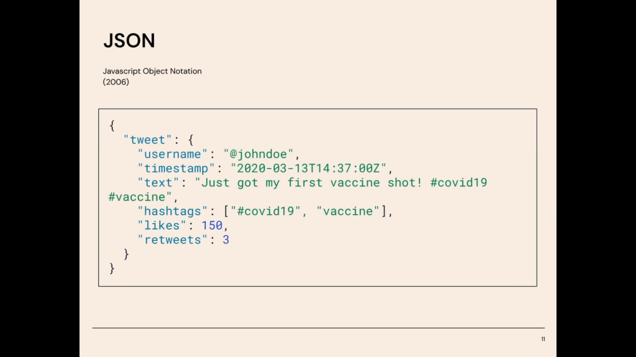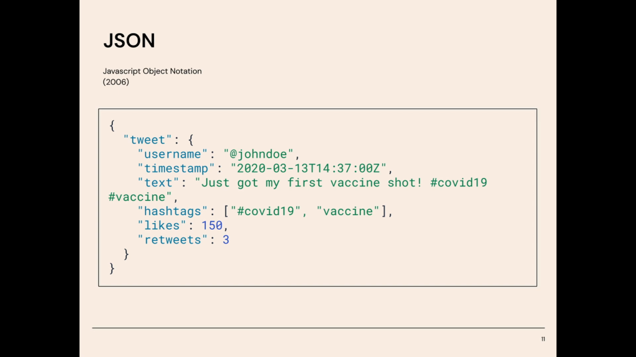JSON represents data as key-value pairs. The keys, or field names, are always strings enclosed in double quotes, and each key is associated with a value. A value can be a string, a number, an array, an object, or even Boolean values like true or false. Here's an example of a JSON object that could represent a simple tweet.